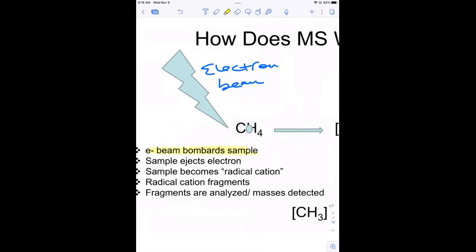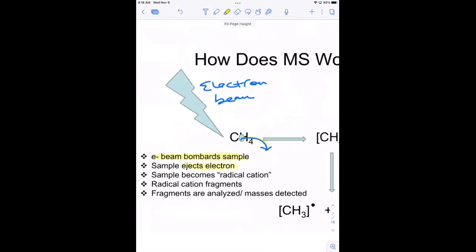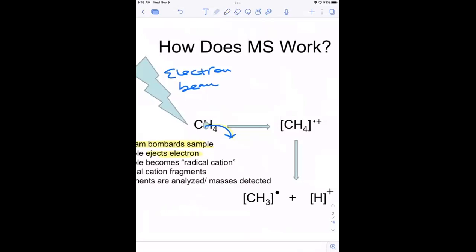So you bombard this sample with electrons. You actually lose an electron. That's what this little ball is here. In the PowerPoint, I showed it ejecting out, but you lose an electron. So that's the next step. You eject an electron. When you do that, you generate what's called a radical cation, which is this species right here. That is what gets fragmented, not the original compound, but the radical cation. It gets broken into pieces.